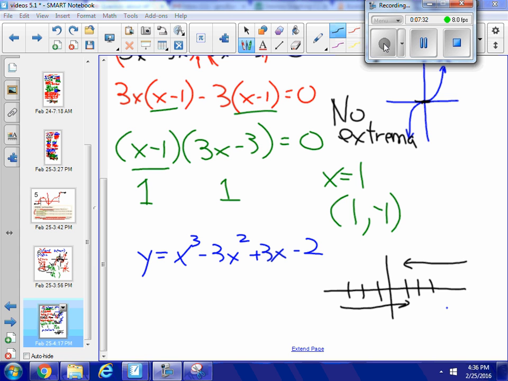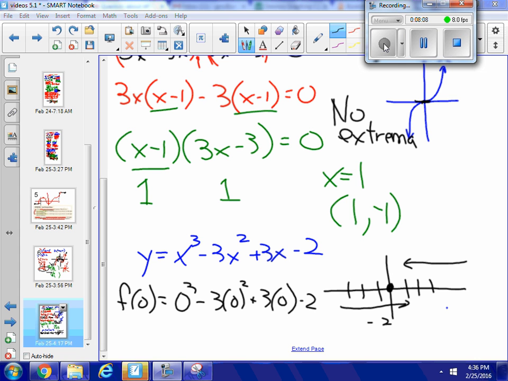Now I know there can only be one turning point. I know there can only be one possible maximum or minimum, because there's only one place where my derivative equals 0. So I can evaluate this function, say, at x equals 0. So if I evaluate it at x equals 0, let's go f of 0, that would equal 0 cubed minus 3 times 0 squared plus 3 times 0 minus 2. So at the point 0, I have -2.